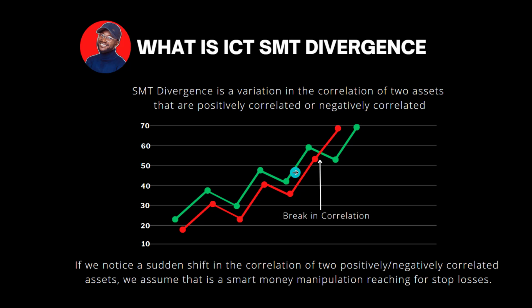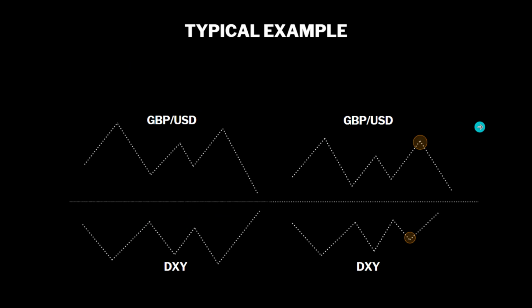So when we notice a sudden shift like this one in the correlation of two positively or negatively correlated assets, we assume that that is smart money manipulation, reaching for either stop losses or where we see a liquidity pool. I'm going to show you that when we go to the chart, how you can see it and identify it. Now, I have two assets right here in a typical example, GBPUSD and the DXY. The DXY is simply an index that measures the performance of the United States dollar.